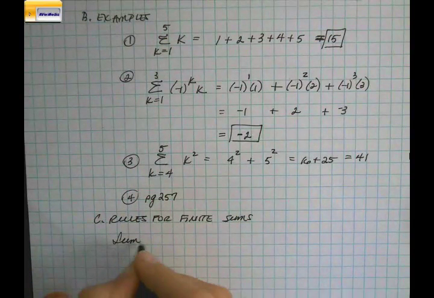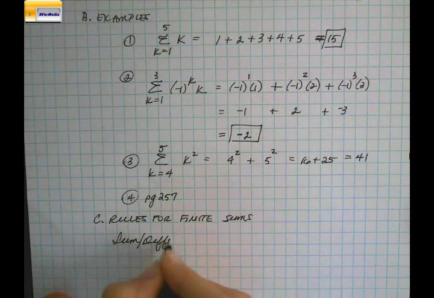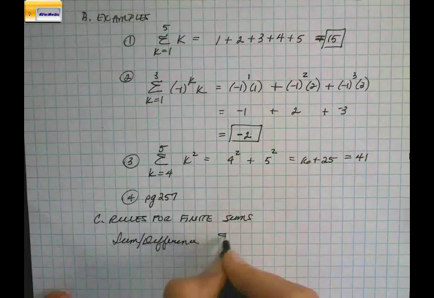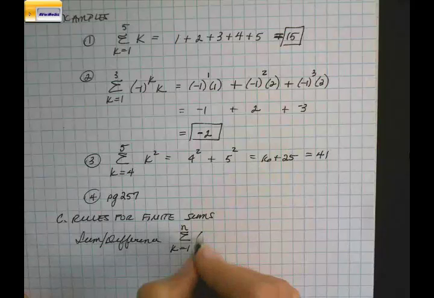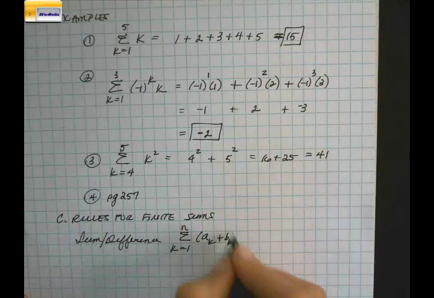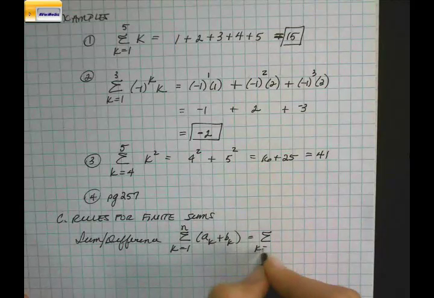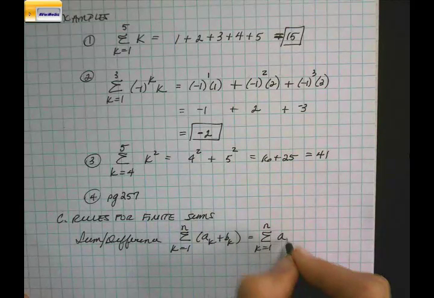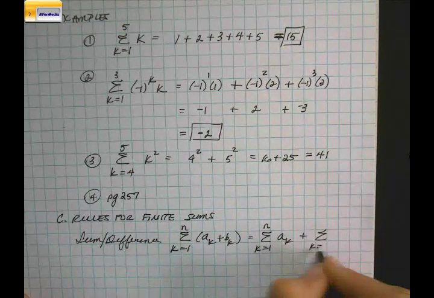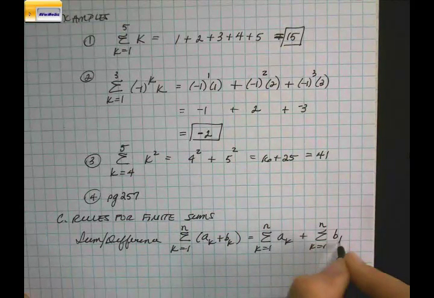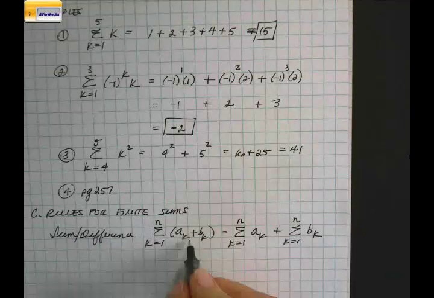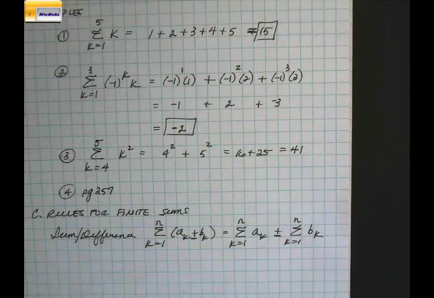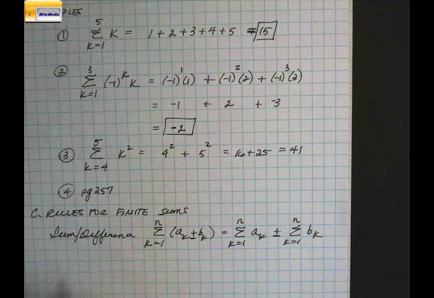But if you have the sum or the difference, really, it is the summation of k equaling 1 to n, where n is some number, of, say, a sub k plus b sub k. Then this summation can be split up as the summation of the a sub k's plus the summation of the b sub k's. So you can split it up by doing the first and then adding it to the second. And really, if this was a minus sign, you would do the minus version. So I'm going to kind of cheat and put both of them into one rule.